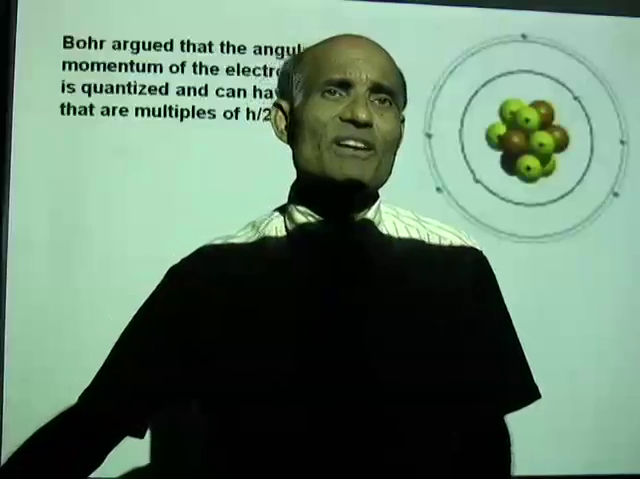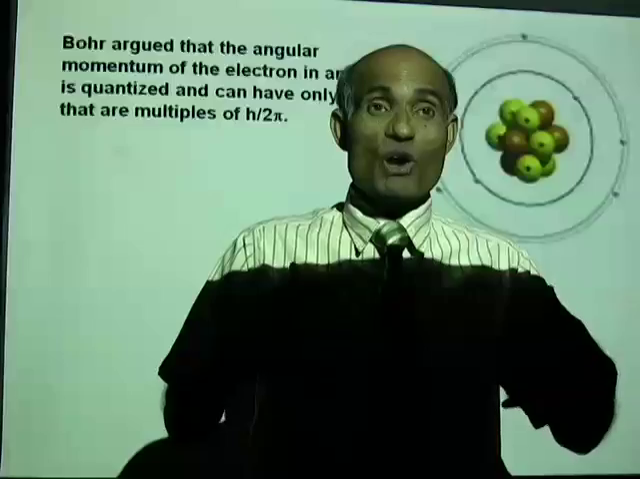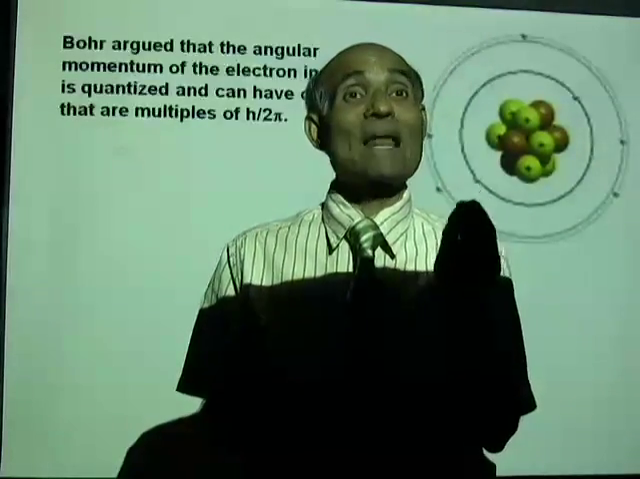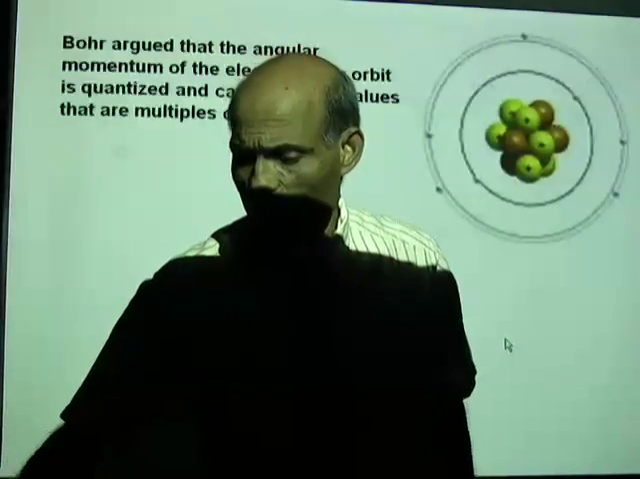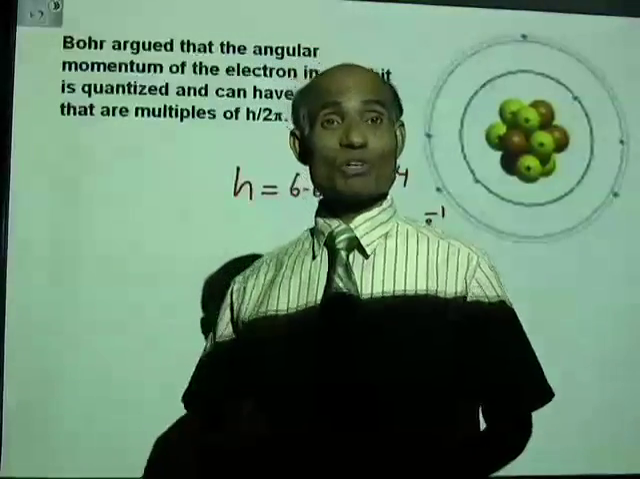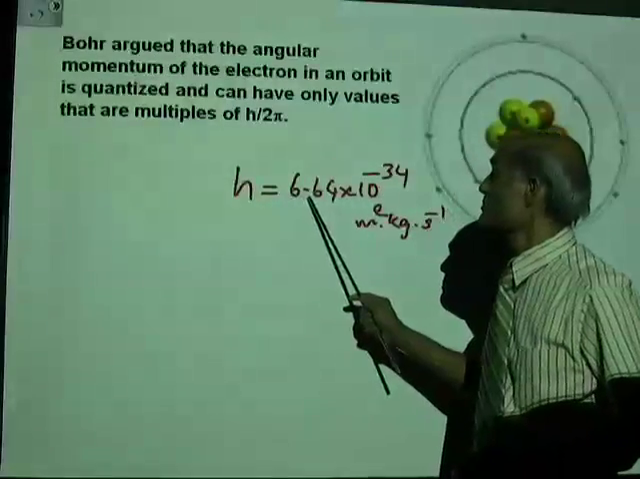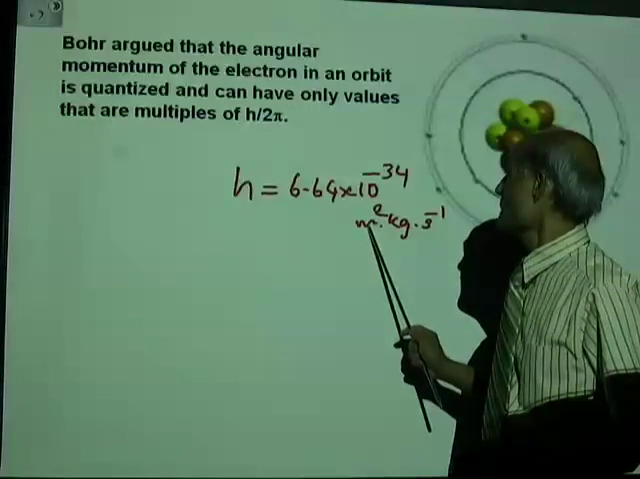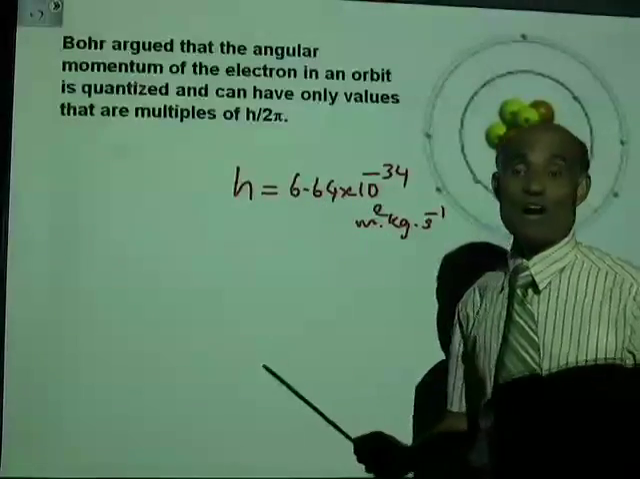What is h? H is actually Planck's constant. Well, the idea of quantization was actually first introduced by Planck. Now, Planck's constant, let me see if I can give you the value of Planck's constant. Planck's constant is an important constant in nature, and it has the value h equal to 6.64 times 10 to the negative 34 meter squared kilogram per second. We will be using this very often.